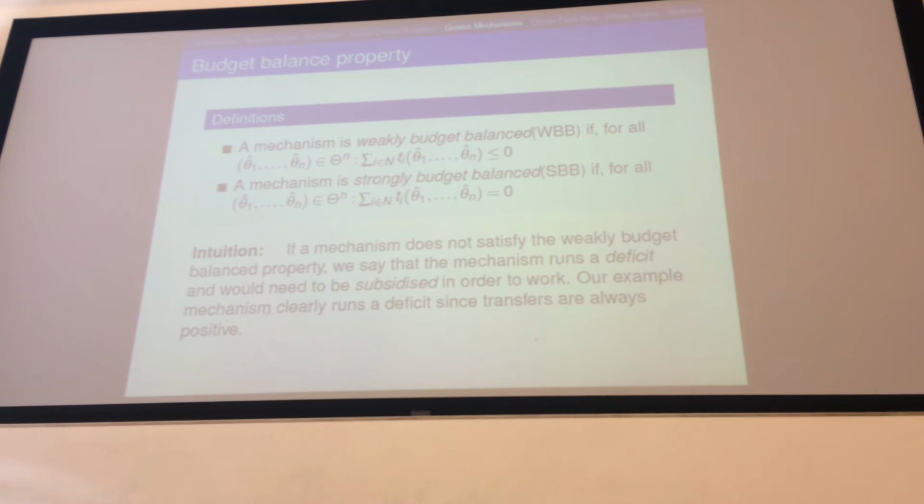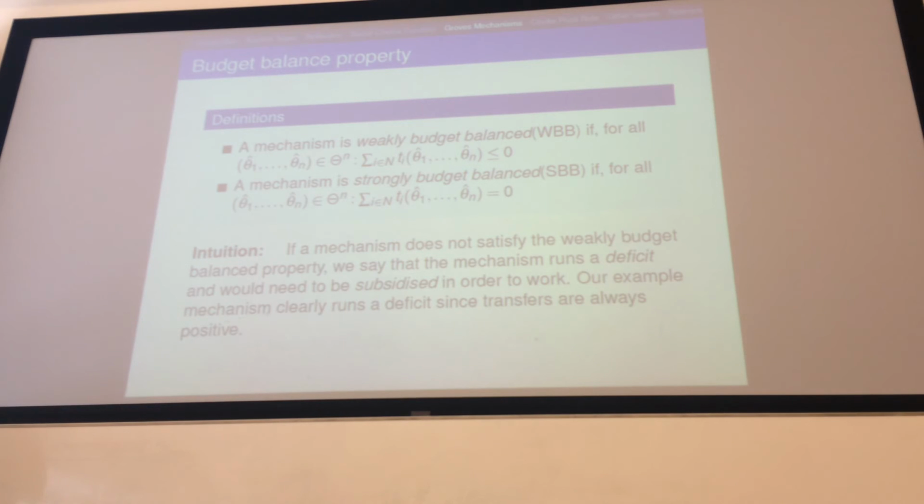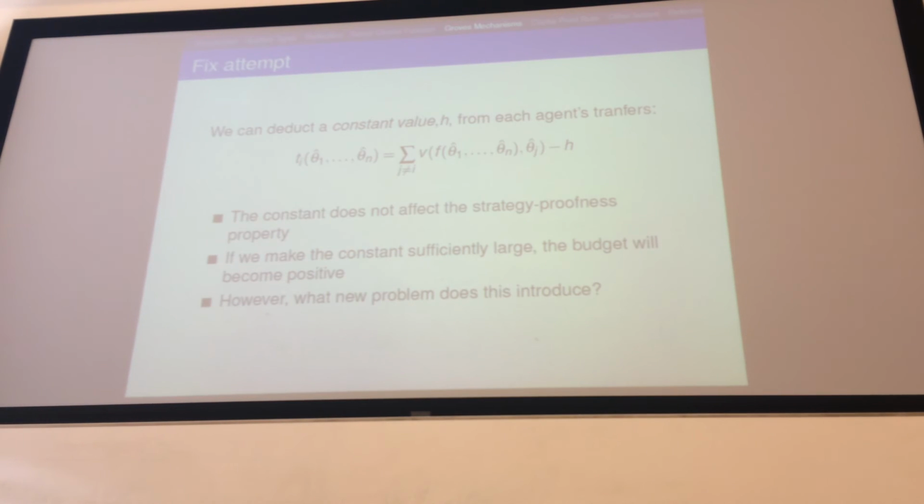Now, this is not only important for the budget, from the system designer's perspective, but there's another property we like. Actually, before that, let's see. Can we fix the mechanism to reduce our budget deficit or remove it altogether? Okay. So let's apply a fix.